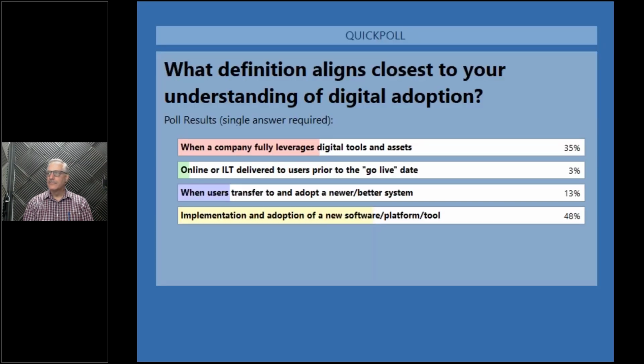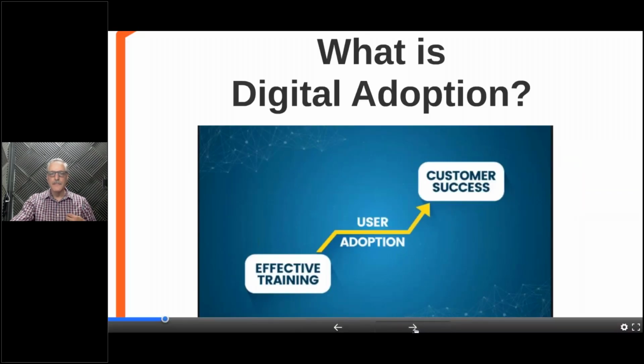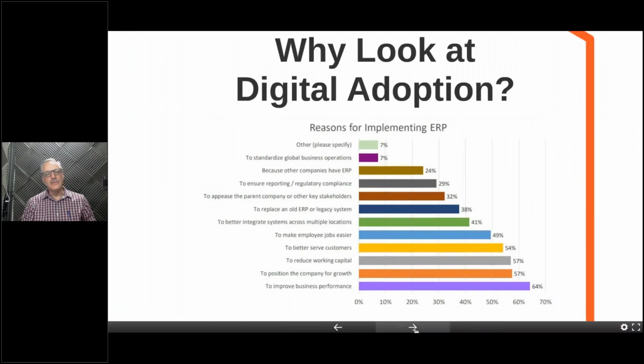So 48% of our audience said that implementation and adoption of a new software platform or tool, that last one, and 35% voted for the first one, when a company fully leverages digital tools and assets. And then there were other people. There's 13% for when users transfer to and adopt a newer, better system, and 3% say when the training is delivered, those systems delivered before the go-live date. Okay, thank you. So the question is why are we looking at digital adoption?